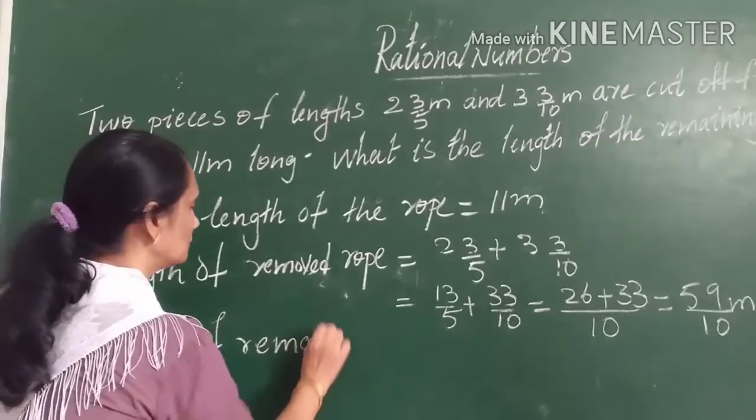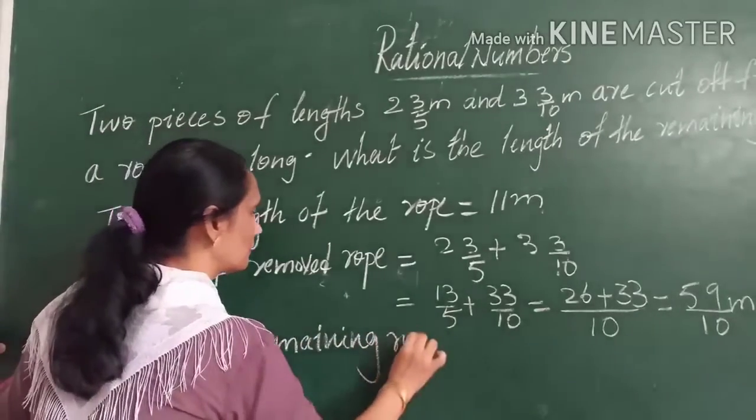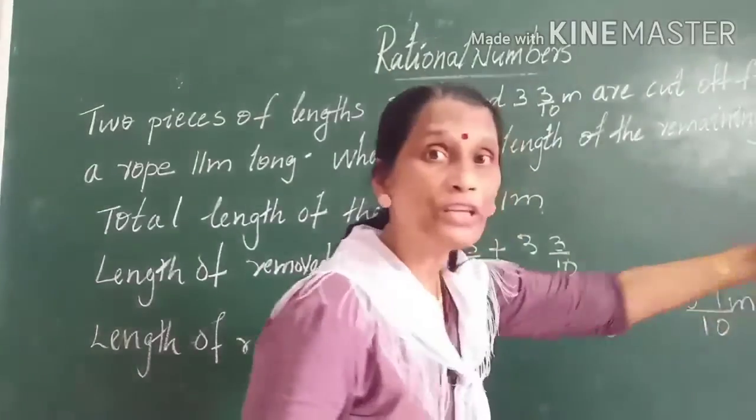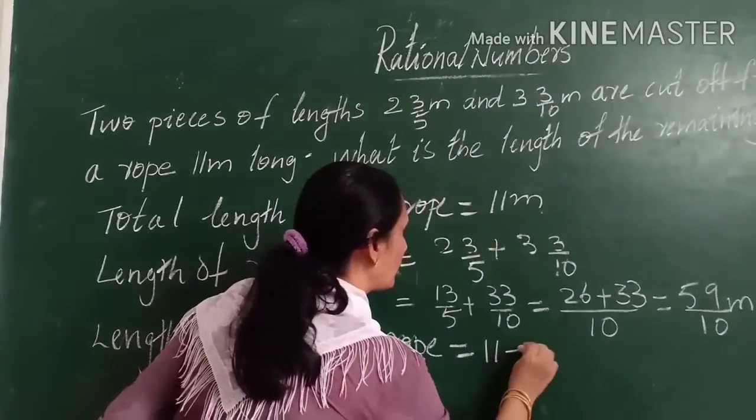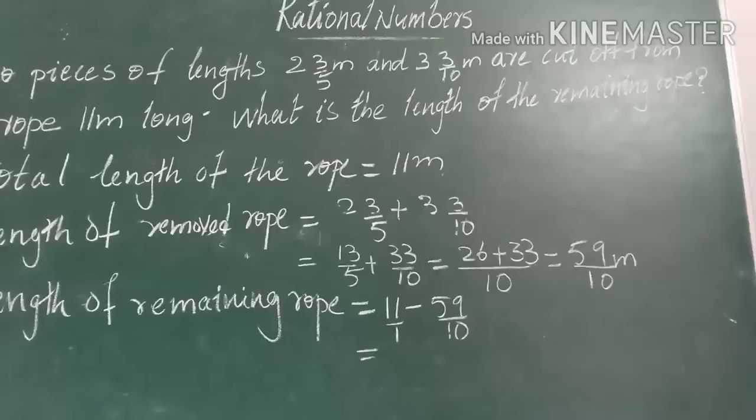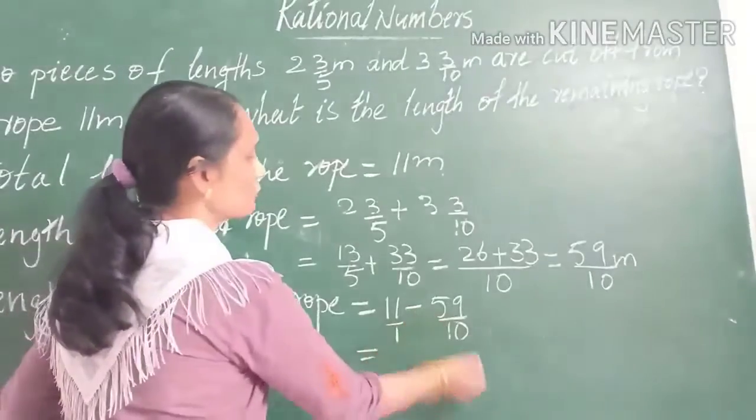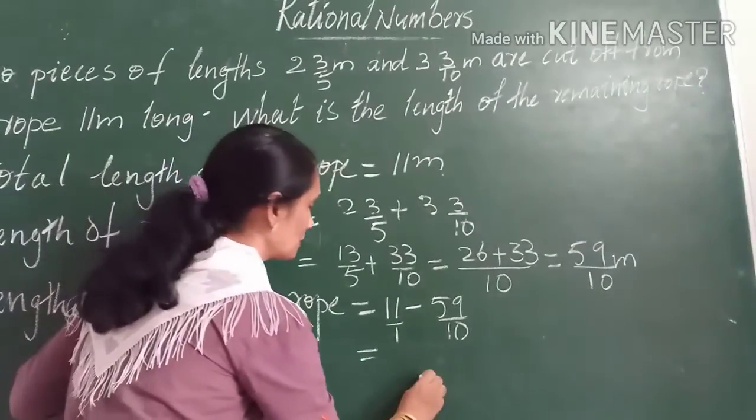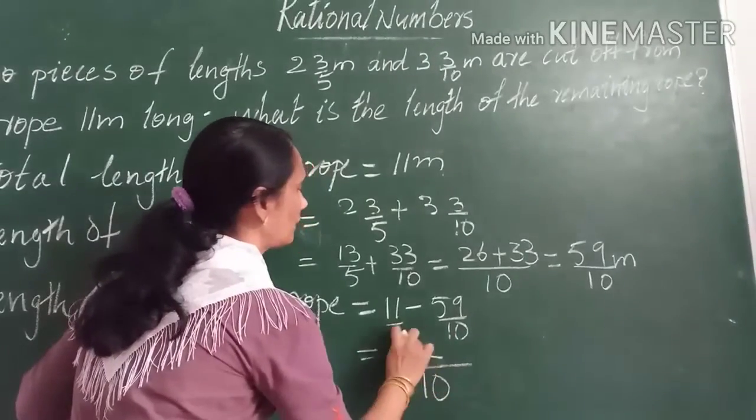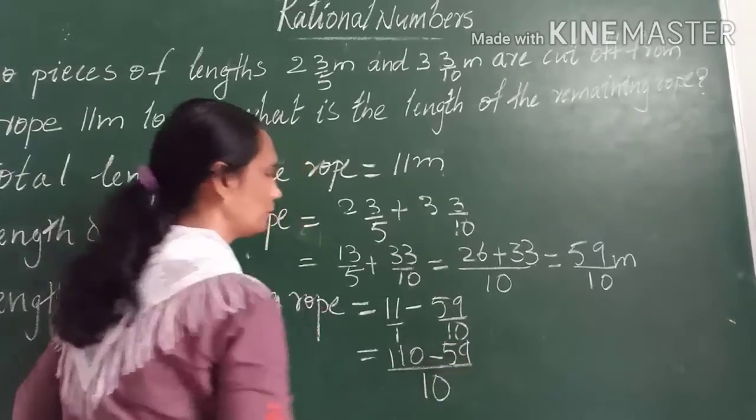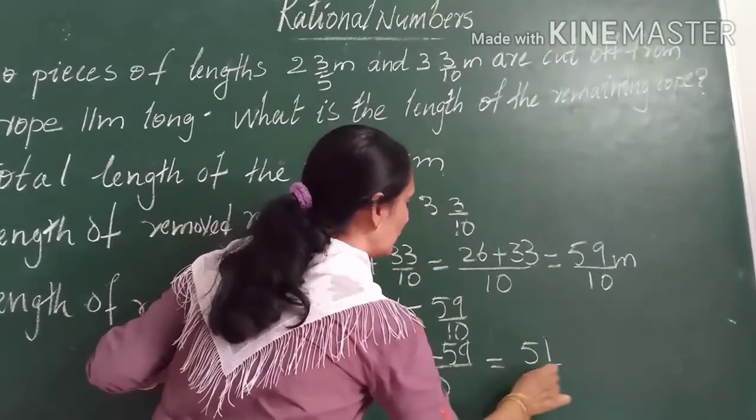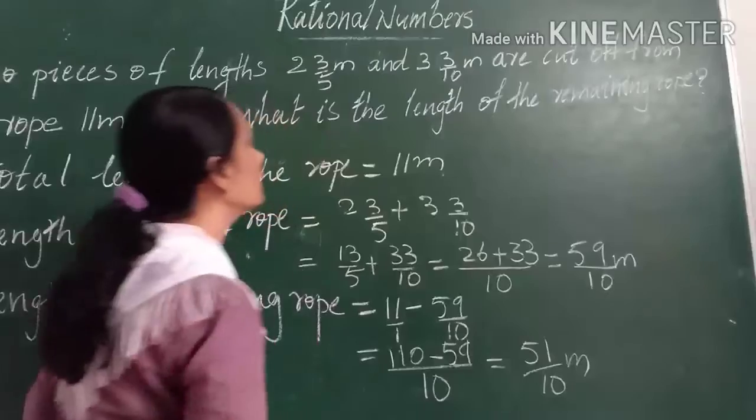What you have to do is, from the total length of 11 meter, subtract the length of the removed rope. So 11 minus 59 by 10. 11 means 11 by 1, so 11 by 1 minus 59 by 10. Let us use the butterfly method. 10, 100, 11 into 10 is 110 minus 1 into 59 is 59. Okay, 110 minus 59 is 51 by 10 meters. That is the length of the remaining part.